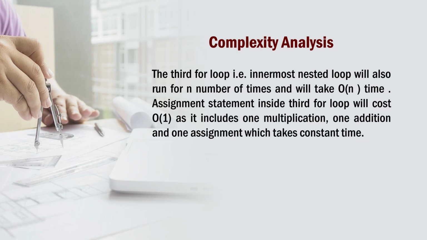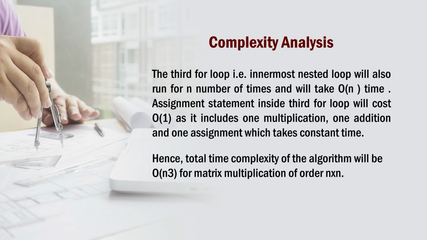The third for loop, the innermost nested loop, will run n number of times, and it will also take order of n time. And then this assignment statement will take order of one time, that is constant time. As it includes multiplication, division and addition, it also takes constant time. Hence the total time complexity of the algorithm will be order of n cube for matrix multiplication of order n cross n. This is the simple matrix multiplication.